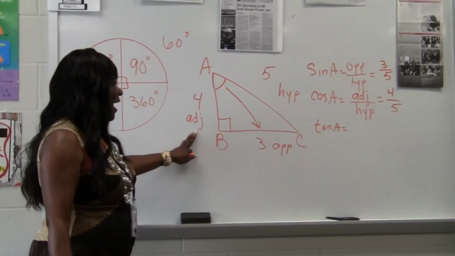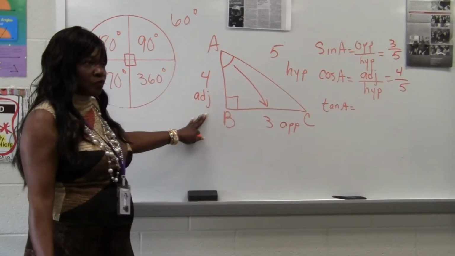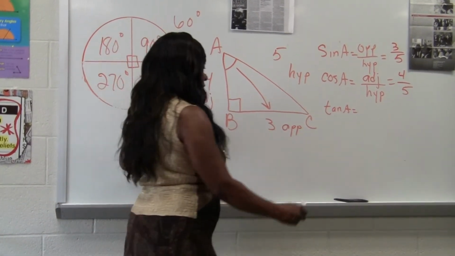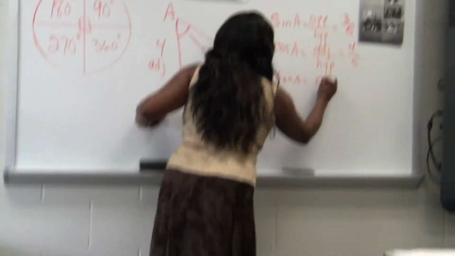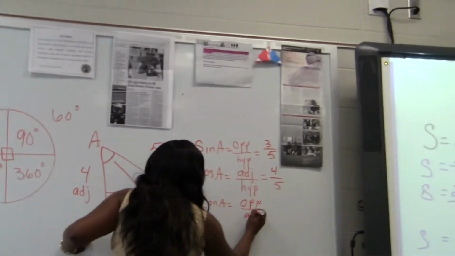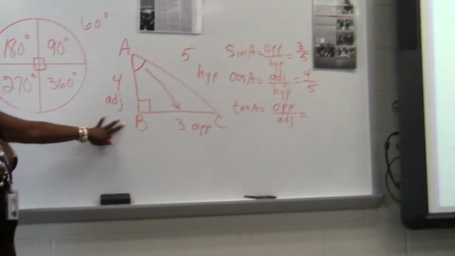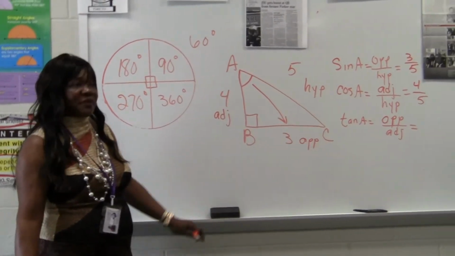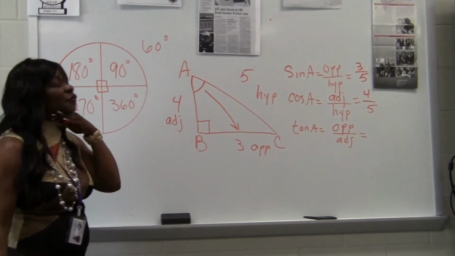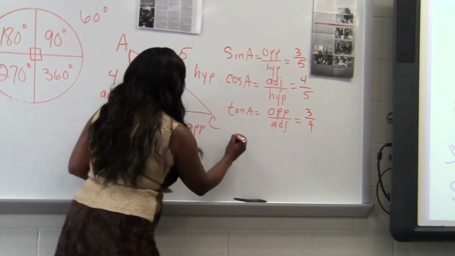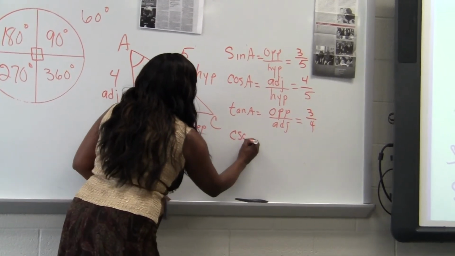Now let's look at tangent A. What's my tangent A acronym? OPP over ADJ. So what number represents OPP? 3. And what is the ADJ? 4.